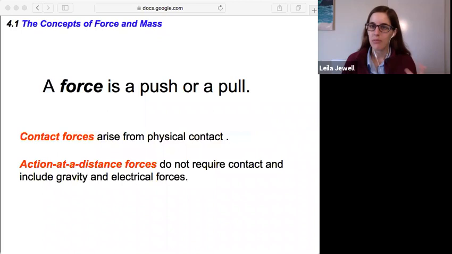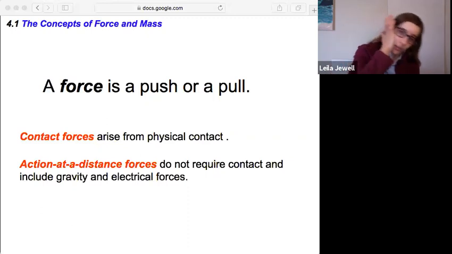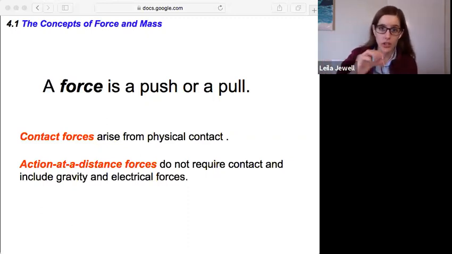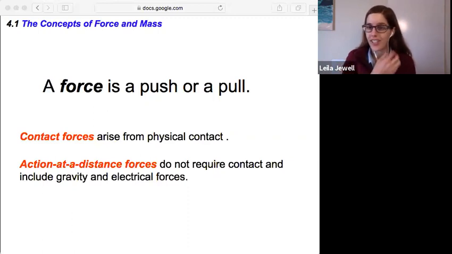So our first section, concepts of force and mass, we're going to take a look at a few definitions here. First, a force is any kind of push or pull. So it's just being able to nudge something, act on it. So we have two basic different types of forces. One is a contact force that arises from physical contact with something, right? If I push on something because I have contact with it, then I can push it or even pull it another direction, depending on the direction of my force.